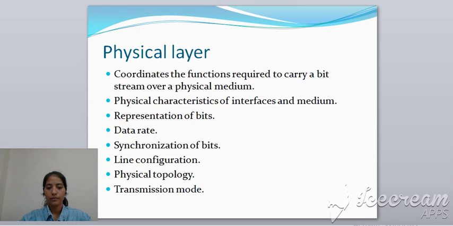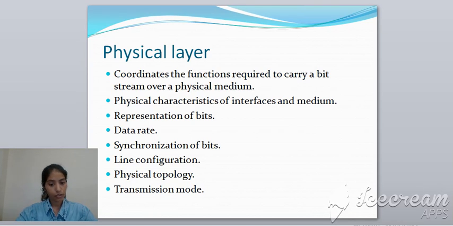Synchronization of bits. It is necessary that the rate at which sender is sending the data should be equal to the rate at which the receiver is receiving the data. Line configuration. The physical layer is concerned with the connection of devices to the medium. In a point-to-point configuration, two devices are connected through a dedicated link, while as in a multi-point configuration, a link is shared among several devices.